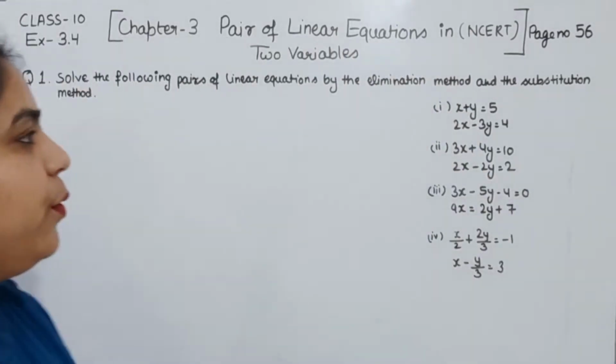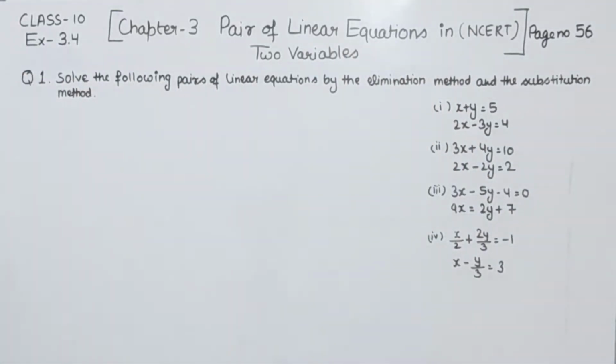Exercise 3.4, page number 56, question number 1. Solve the following pair of linear equations by the elimination method and the substitution method. We have 5 parts in the question, and we are going to solve this in 2 parts. In the first part we are going to solve parts 1 and 2, and in the second part we are going to solve parts 3 and 4.